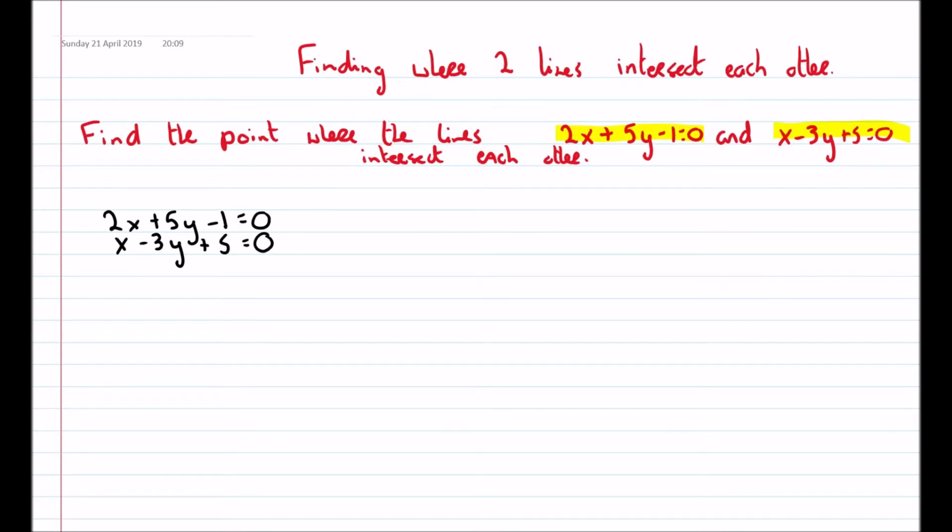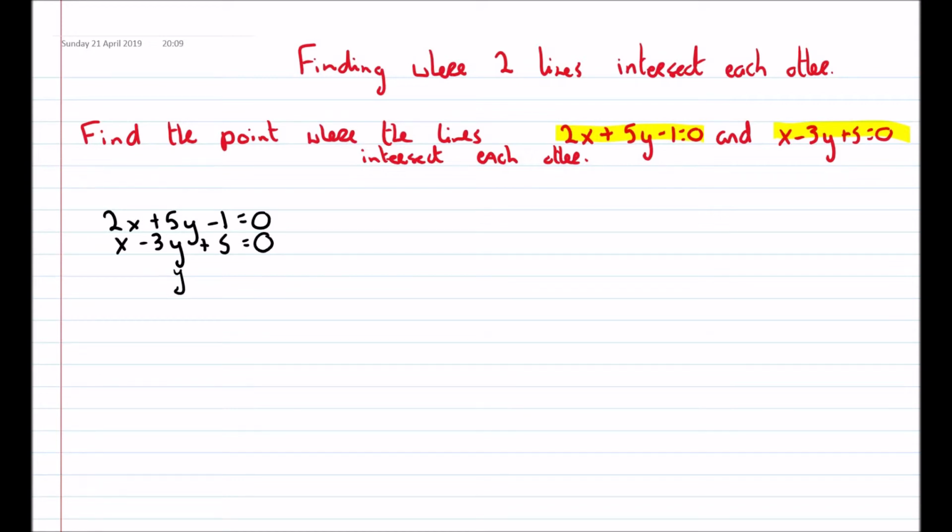Right, so let's look at this. Can I get a positive and negative pair? Let's look at the y's first. I have a 5y on the top, I have a 3y on the bottom. Well, if I multiply the top line by 3, then this will turn into 15y. And if I multiply the bottom line by 5, this would turn into minus 15y. That would give me the positive and negative pair. So we could do it that way.